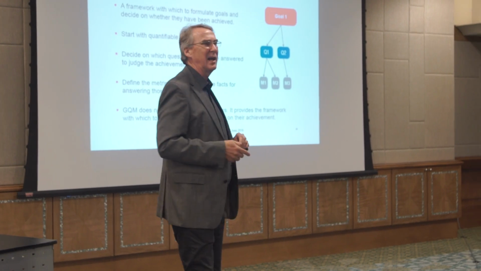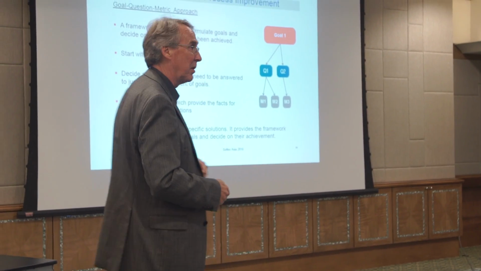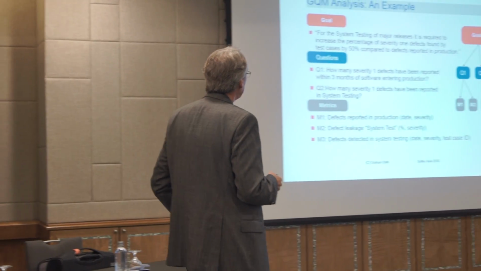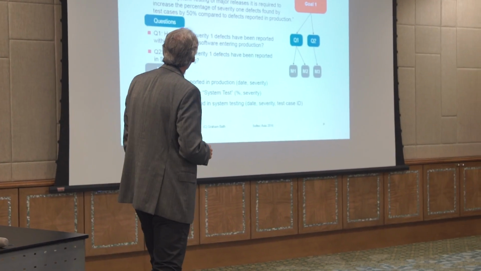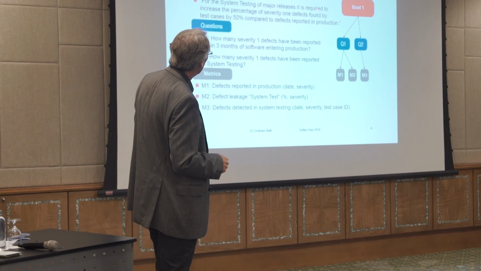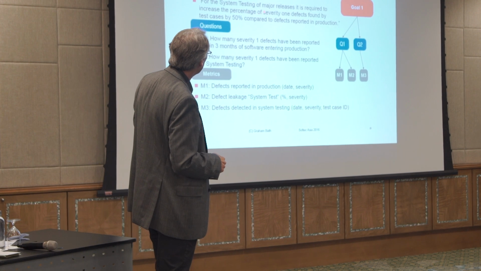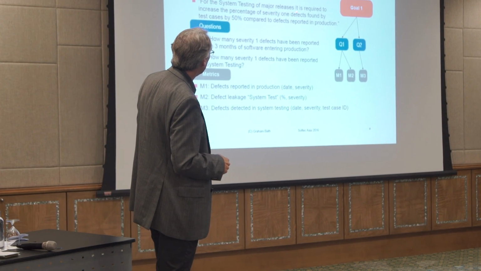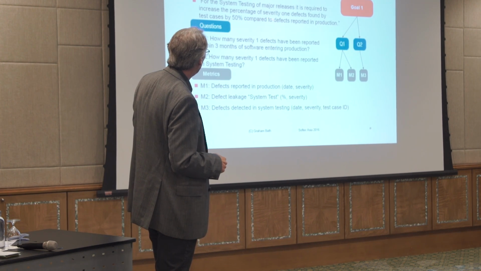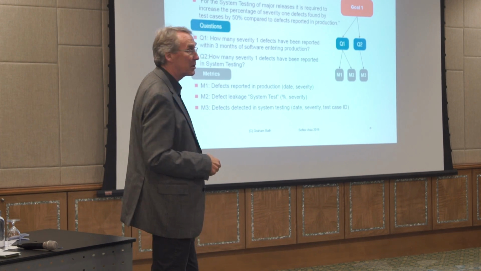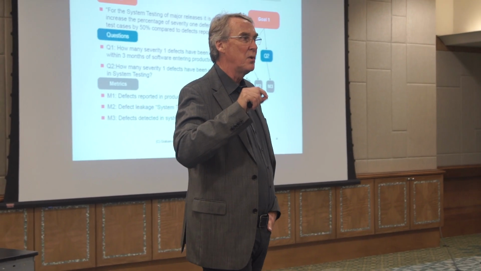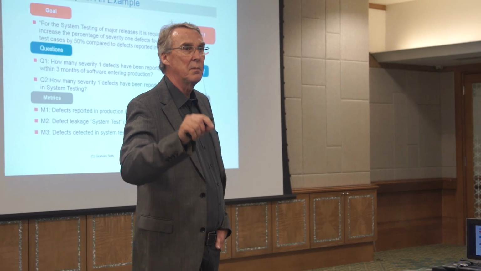Now, it's better, actually, to see an example. I'm hoping there's an example coming up. Yeah, there we are. An example. That's our goal. For the system testing of major releases, we want to increase the percentage of severity 1 defects found by test cases by 50% compared to defects reported in production. Well, that's nice and measurable. You need to make your goals measurable.